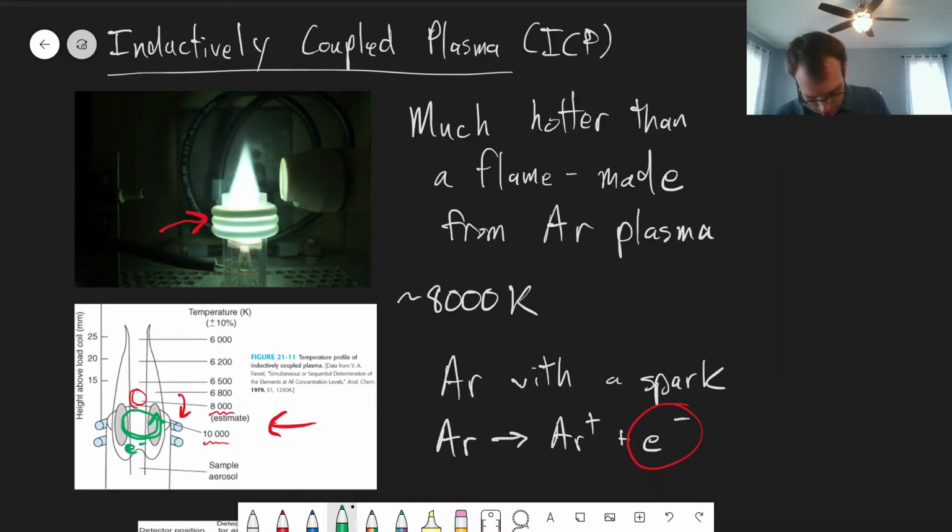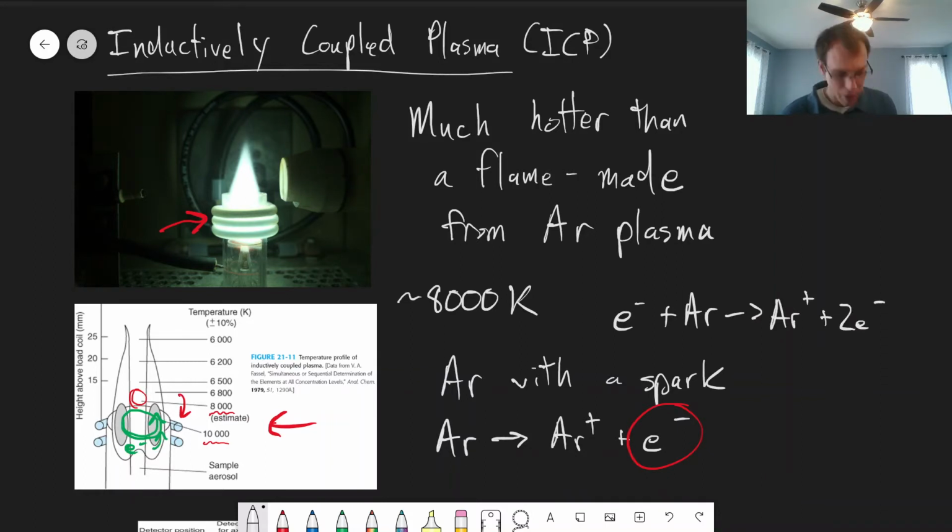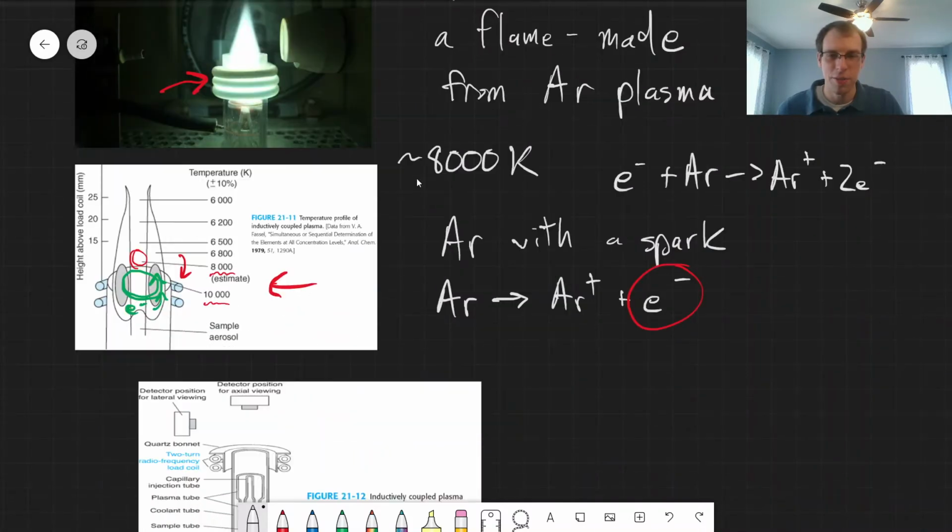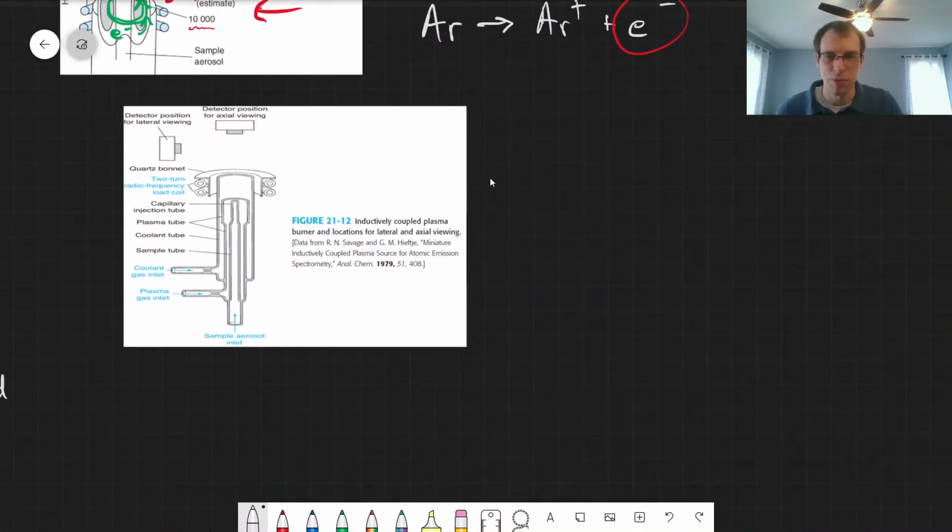As the electrons get moved around, they hit more argon atoms. The electrons hit the argon atoms, which leads to more argon ions forming, and then you have more electrons forming, and that keeps the flame going in this process. That maintains the plasma. We're inserting energy through this electric field, this electric coil that is around the plasma, and that's what keeps it hot.